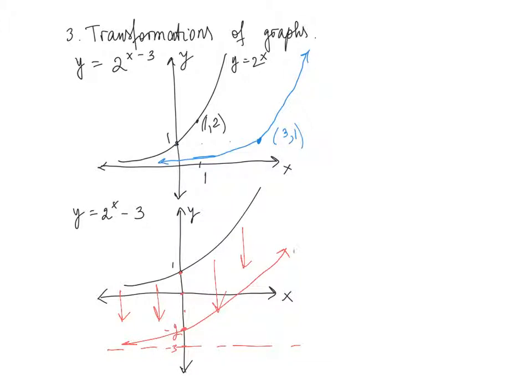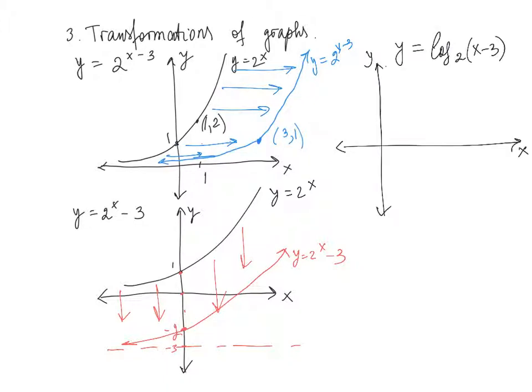I need to label everything. This is 2 to the x minus 3. This is 2 to the x minus 3. And this is 2 to the x. And maybe it will be nice if I draw these arrows here to show that every point travels 3 units to the right. Okay, so this is transformations of exponential function.